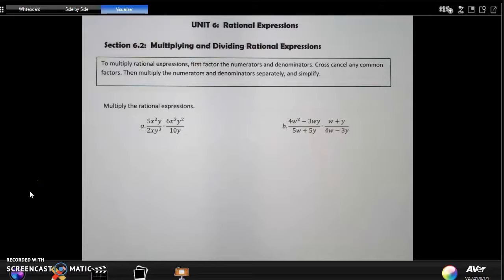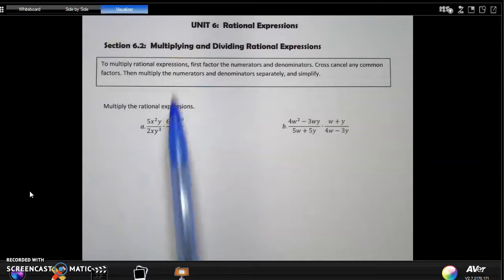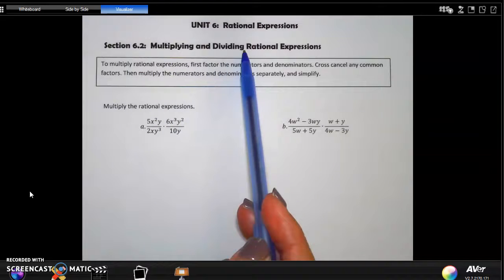Okay, here we go. This is the second section of Unit 6. It's all about still rational expressions that are going to have a numerator and a denominator, but this time we're either going to be multiplying them together or dividing them. We'll see that on the next page.